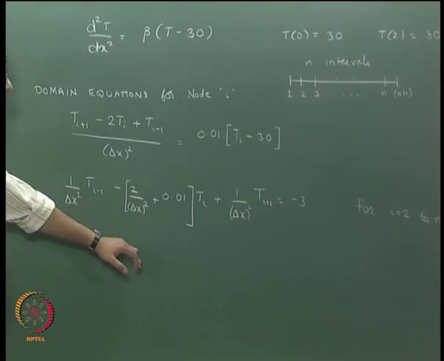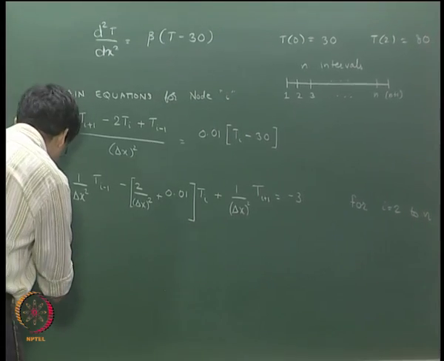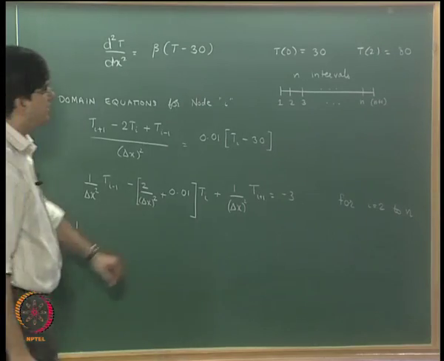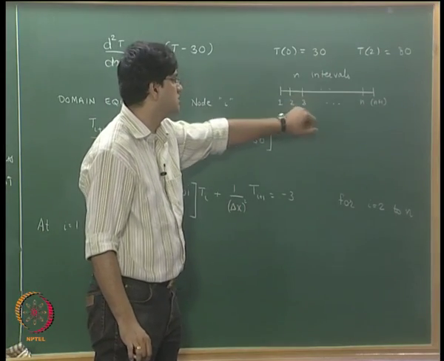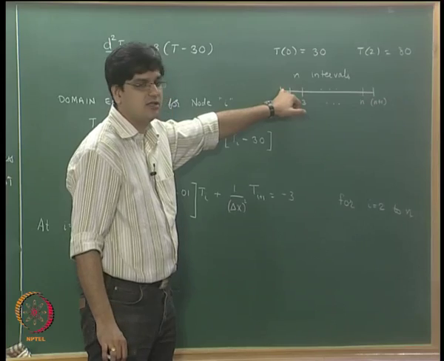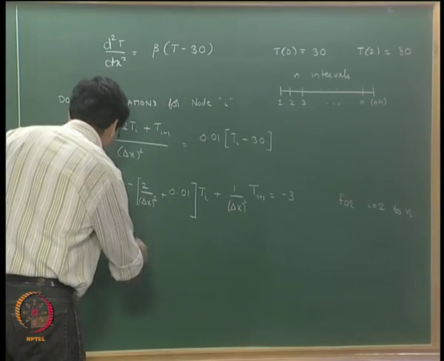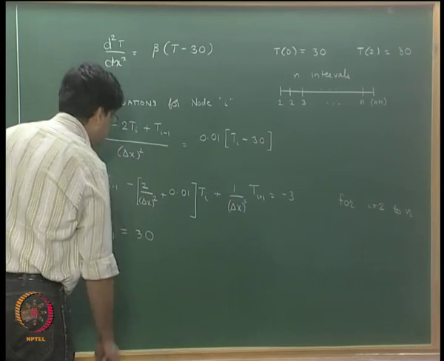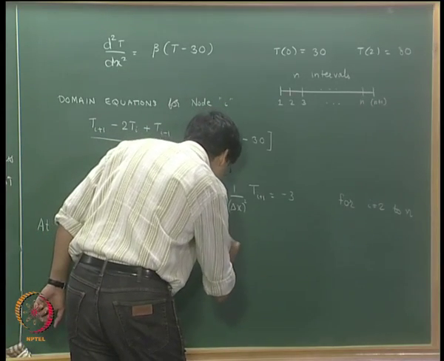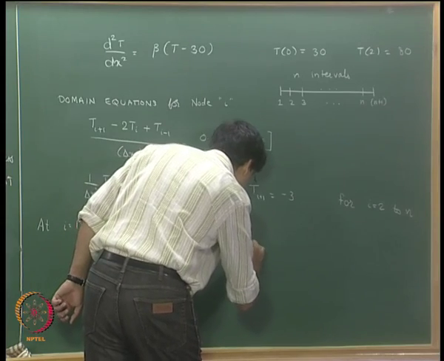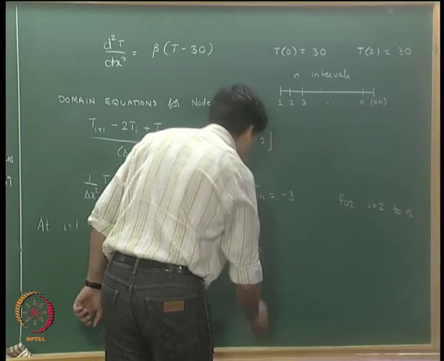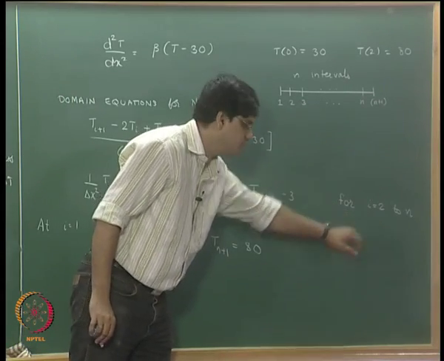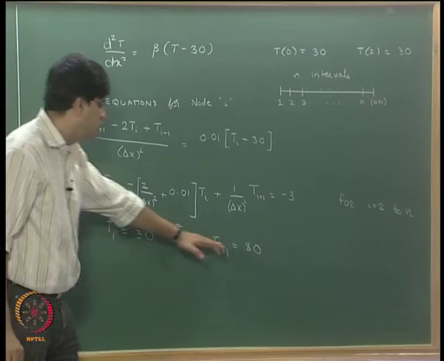Okay. And for i equal to 1, the equation that we are going to have is T1 equal to 30, because T1 is nothing but T at the initial point. We have a Dirichlet boundary condition. So T1 equal to 30 is one equation, and the final equation is T n plus 1 equal to 80. Okay. So now we have 2 to n, that means there are n minus 1 equations over here, and 2 equations over here.